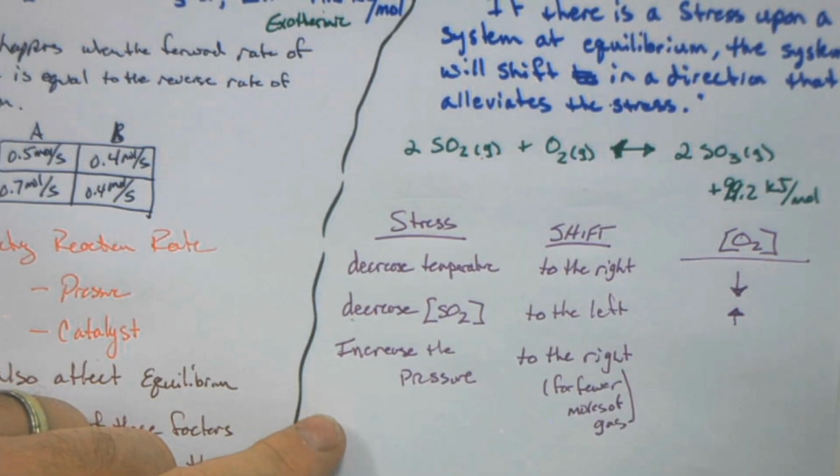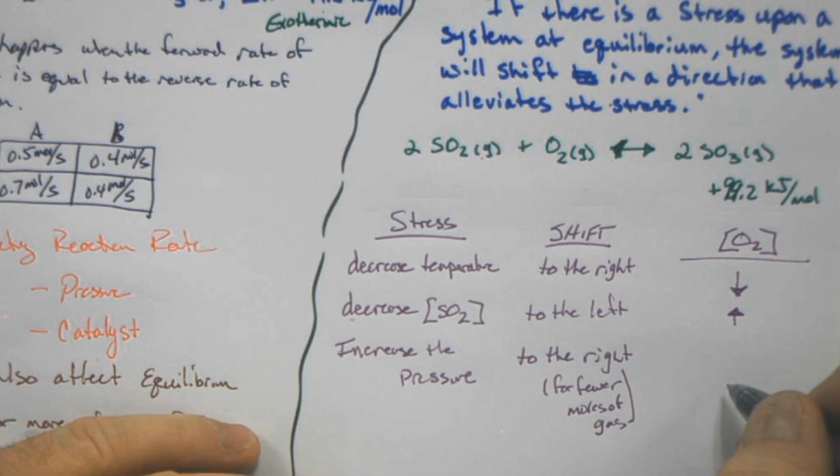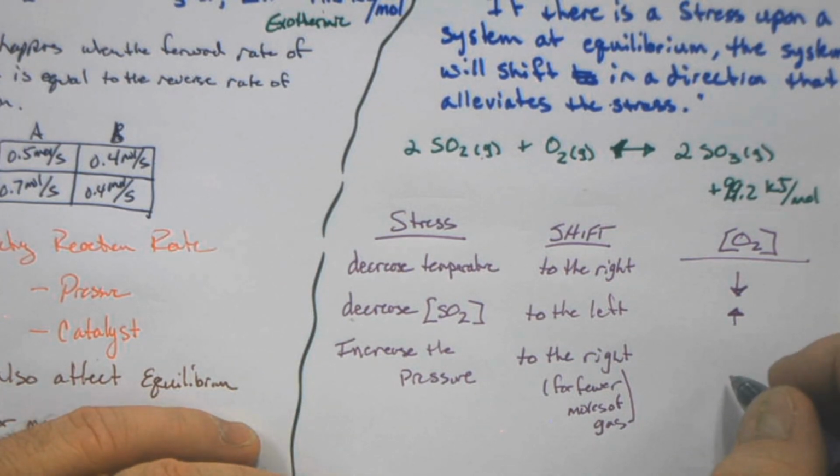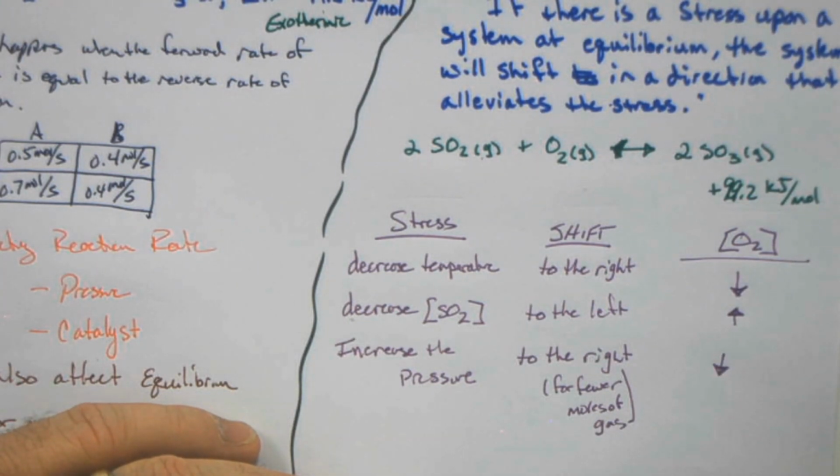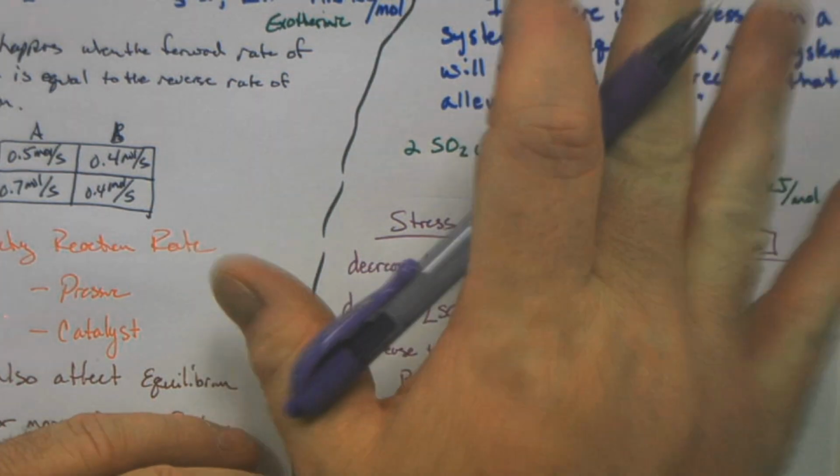For fewer moles of gas, what would happen to our oxygen concentration? It would decrease because we're shifting to the right. To the right leads to a decrease in oxygen. Okay? That make sense? Okay. That's where we're stopping for today.